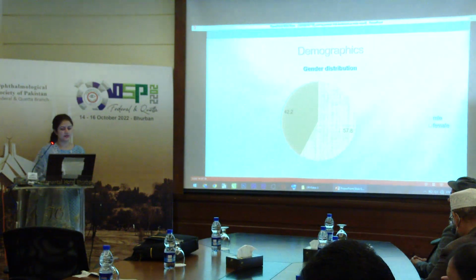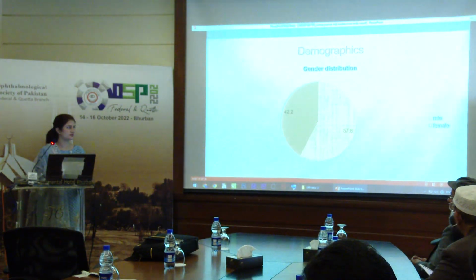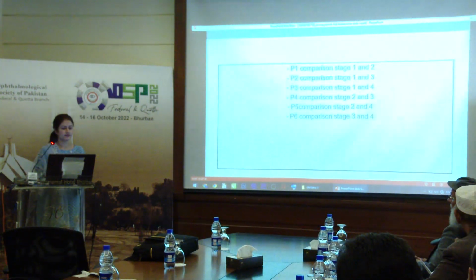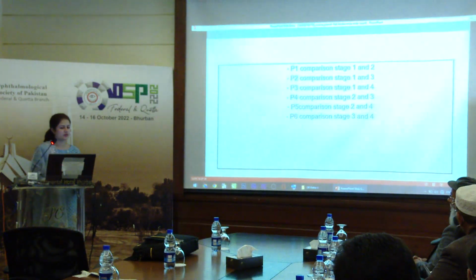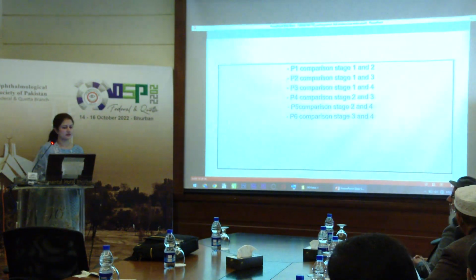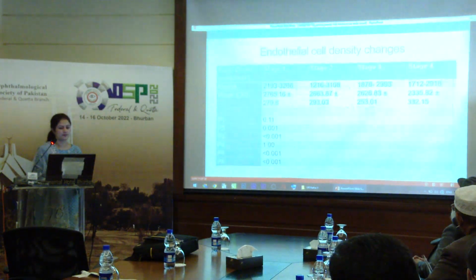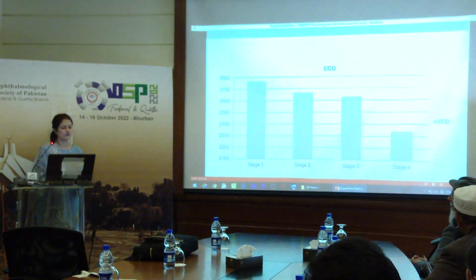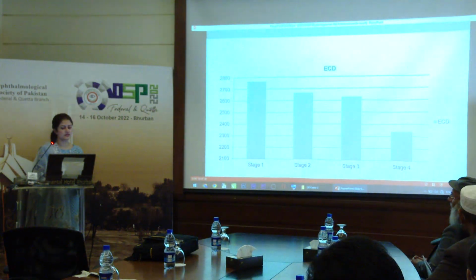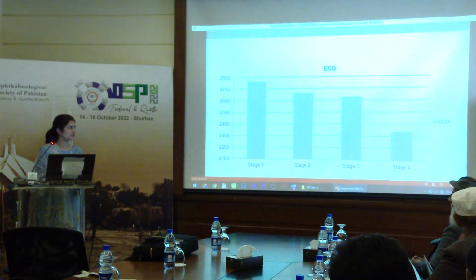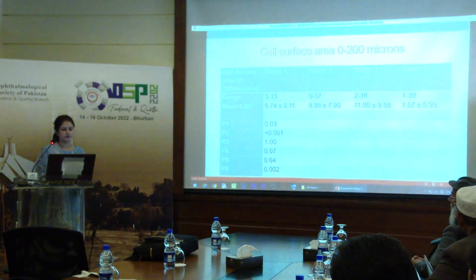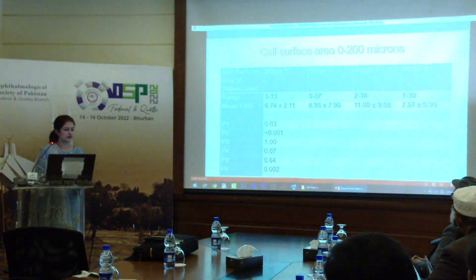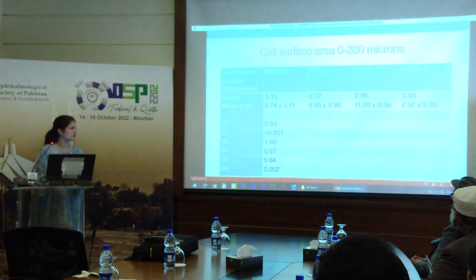So 57.8% of the patients were male and 42.2% were female. The mean age was 19.91. The comparison was done as P1, 2, 3, 4, 5, and 6. This was the intergroup comparison that we did. What we saw was that in stage 4 of keratoconus, there was a generalized decrease in endothelial cell density compared to stage 1 patients. Then coming to the cell surface area, we assessed the endothelial cell surface changes in the 4 stages of keratoconus.